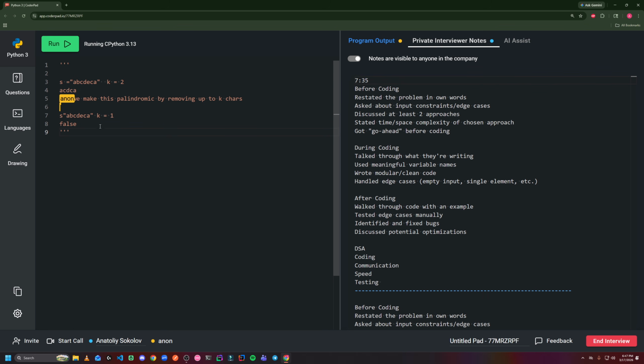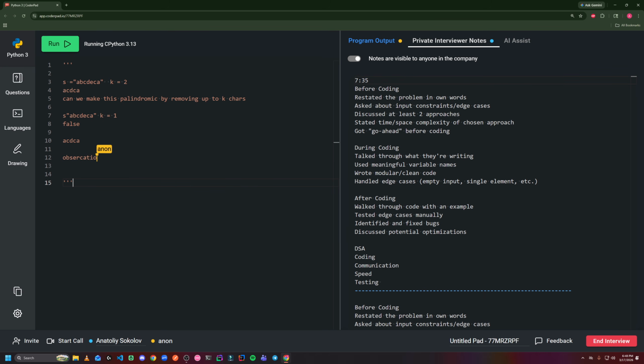Okay, great. So just to make sure I have understood the question, we have a string, and a palindrome is basically the same forward and reverse, and we're trying to figure out if it's possible to turn the string into a palindrome by removing at most K characters. And in your example, we can remove these. I'll start by writing down some observations.